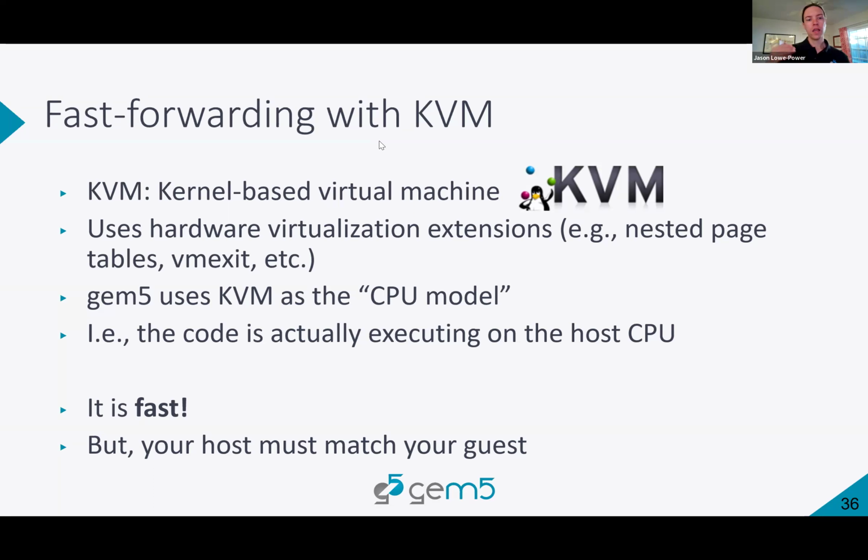And what gem5 does is use these hardware extensions on the host as its CPU model. So in other words, the code that gem5 is emulating is actually executing on the host CPU. So this is super fast. We can run essentially at native speed, but it comes with two caveats. One is your host must match the guest. And the other is that you get no timing information out of it. It can only be used for fast forwarding. Any quick questions here? We'll see an example of using KVM in a minute.